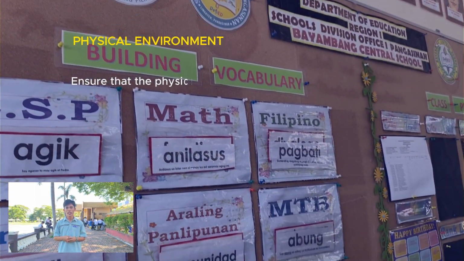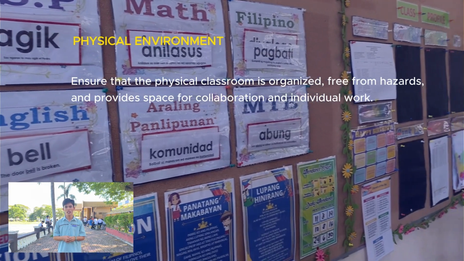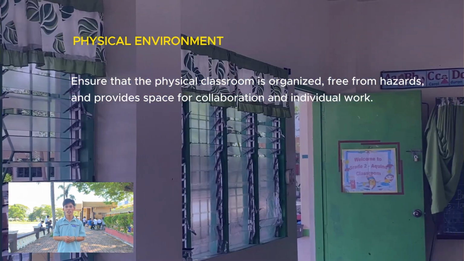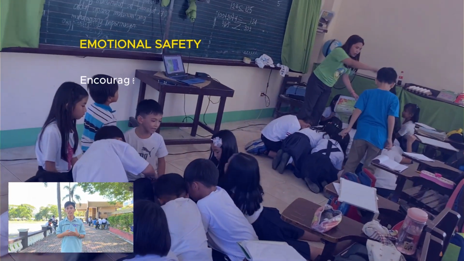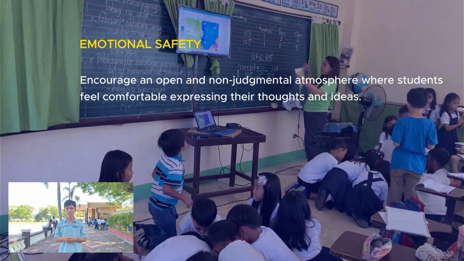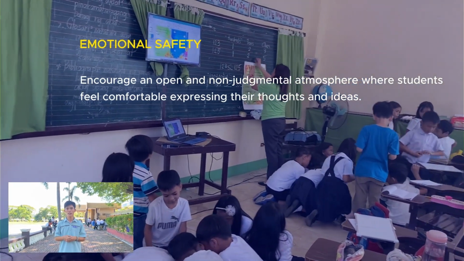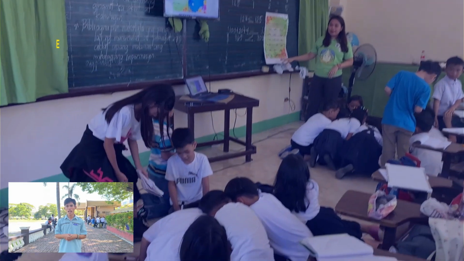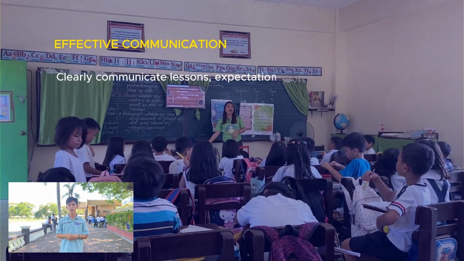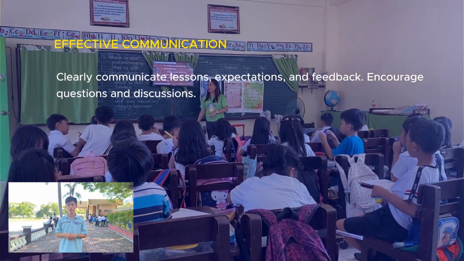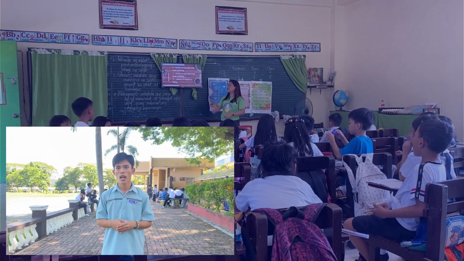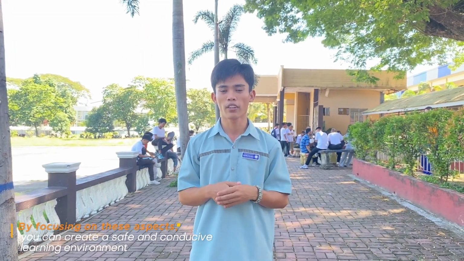Physical environment: ensure that the physical classroom is organized, free from hazards, and provides space for collaboration and individual work. Emotional safety: encourage a non-judgmental atmosphere where students feel comfortable expressing their thoughts and ideas. Effective communication: clearly communicate lessons, expectations, and feedback. Encourage questions and discussions. By focusing on these aspects, you can create a safe and conducive learning environment that promotes the growth and development of your students.